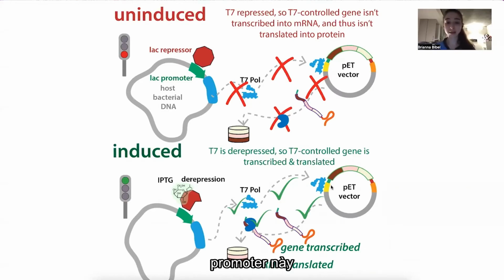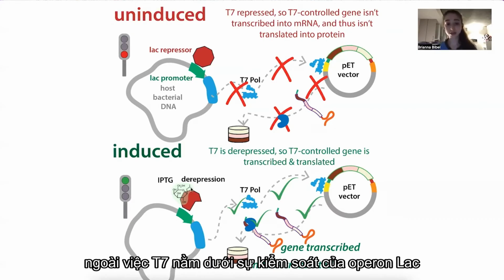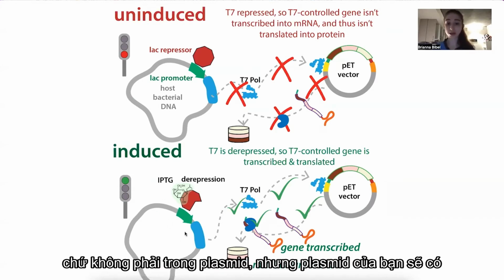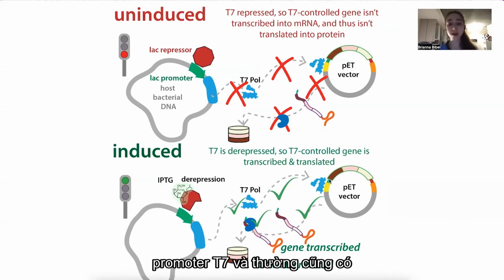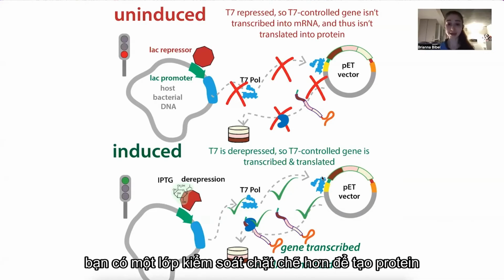This T7 promoter is also often under the control of the lac operon, in addition to the T7 polymerase being under the control of the lac operon. So this is going to be in the bacteria. This is not in your plasmid, but your plasmid is going to have your T7 promoter, and it often has a lac repressor as well, so that you have a stricter barrier to actually making the protein.